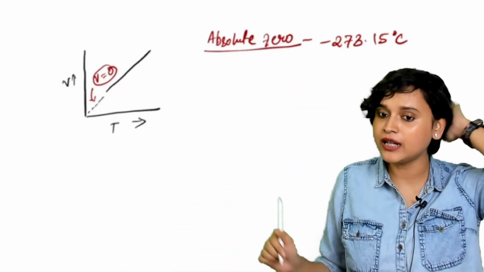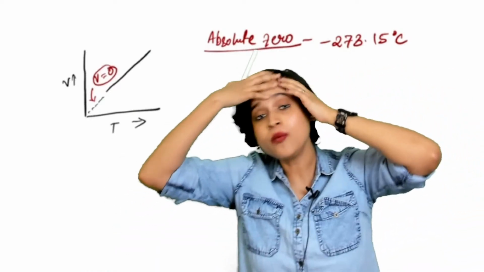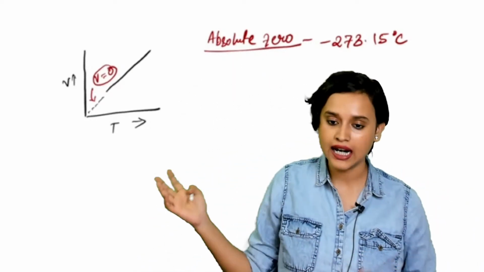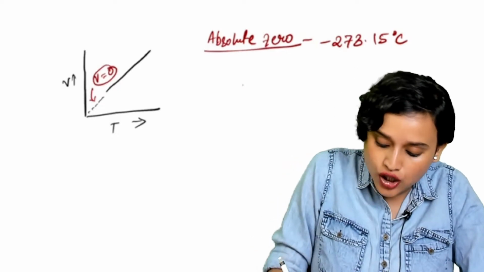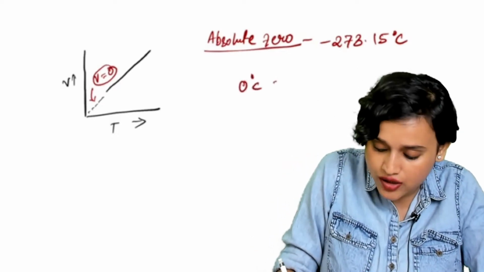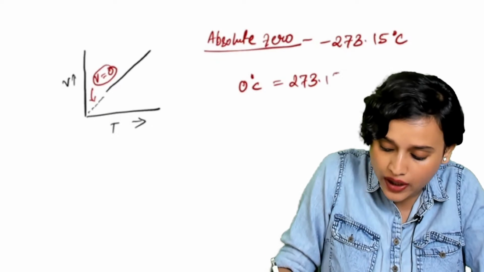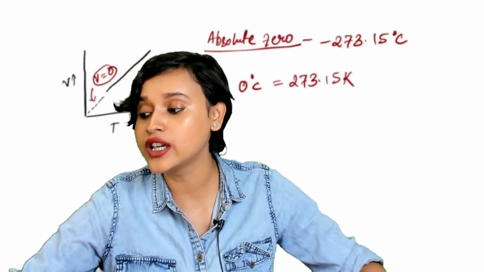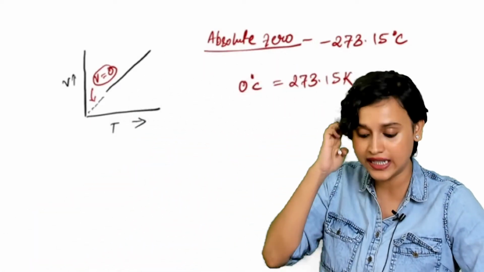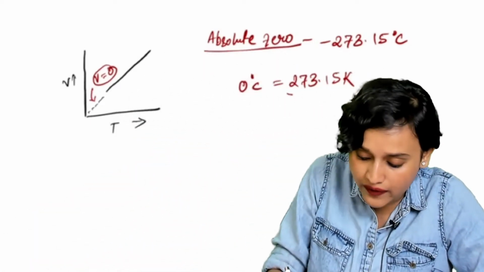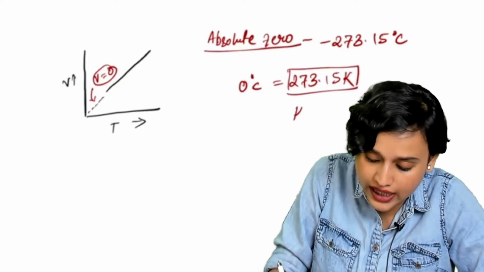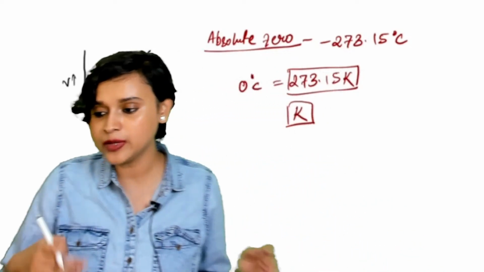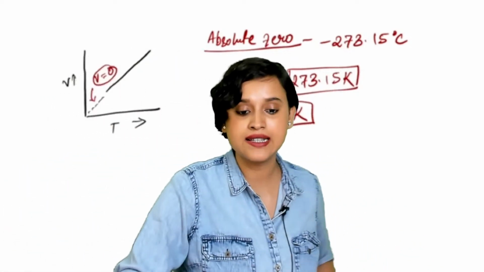Okay, got it, everybody? So from here we understood that we will have to introduce a new scale, and that is the Kelvin scale. At this temperature, 0 degrees Celsius will be equal to 273.15 Kelvin. And many a times in your problems, you will see that this 273.15 Kelvin is just noted as K. Got it? Is this understood?